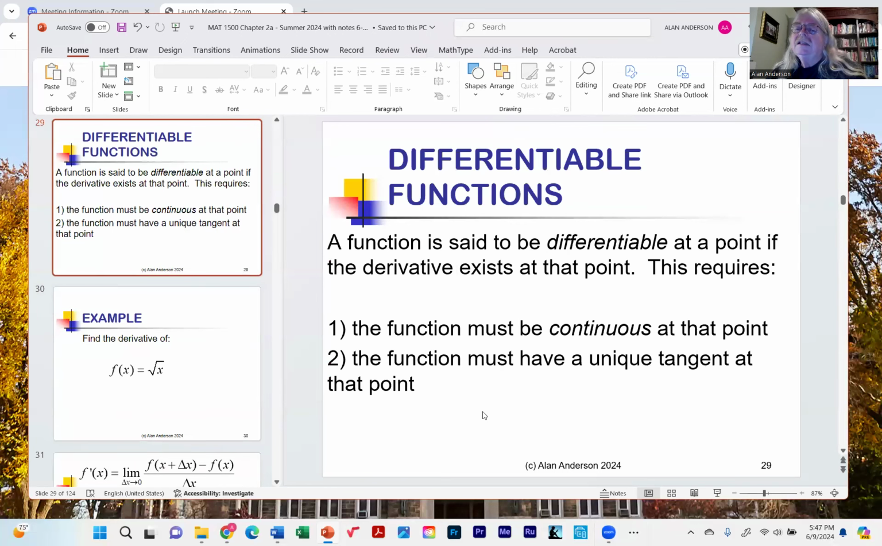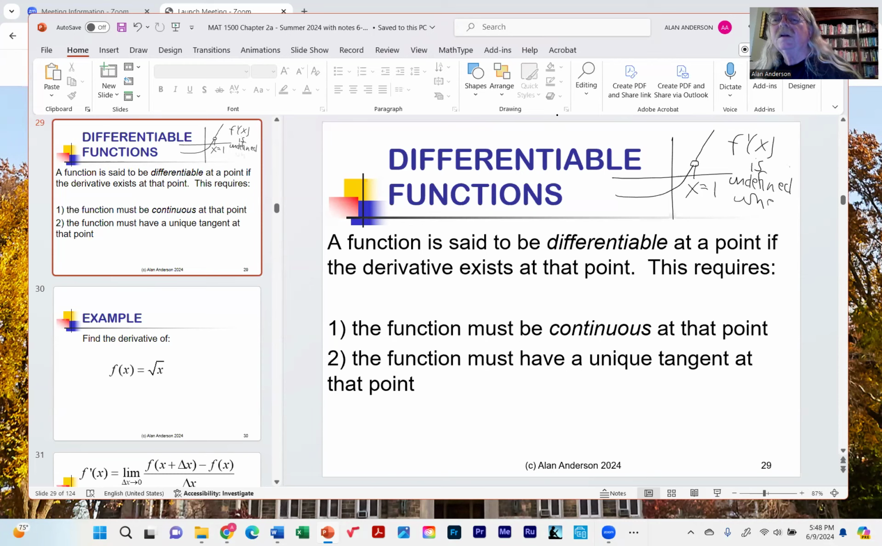So in other words, this is one of the reasons why we care about continuity so much, because we know that if our function is discontinuous, then the derivative does not exist wherever those discontinuities are found. If we had something like this, at x equals 1, there's a hole. That means f prime of x is undefined or does not exist when x equals 1, because the function is discontinuous there.